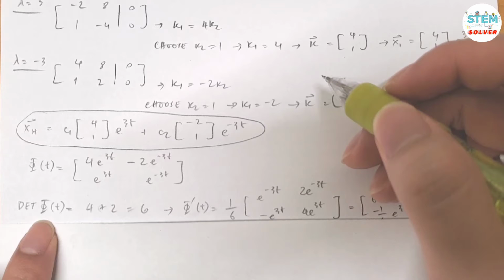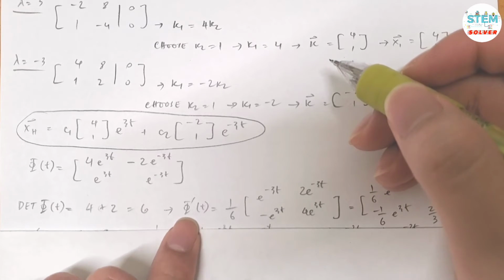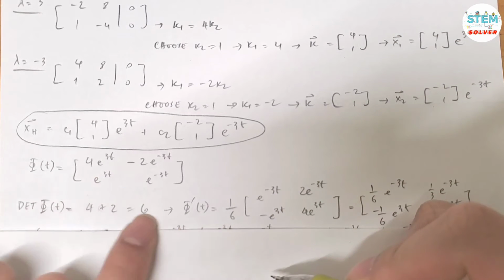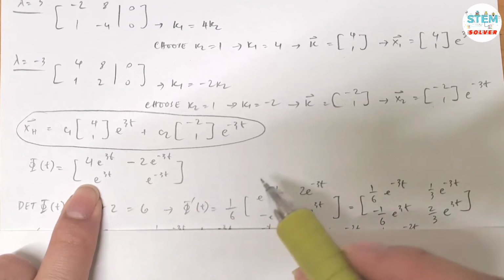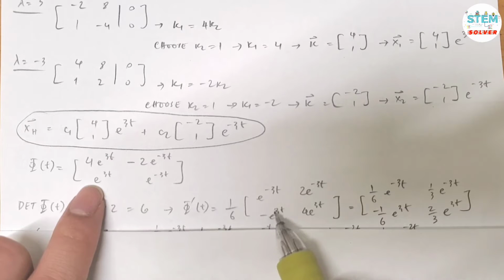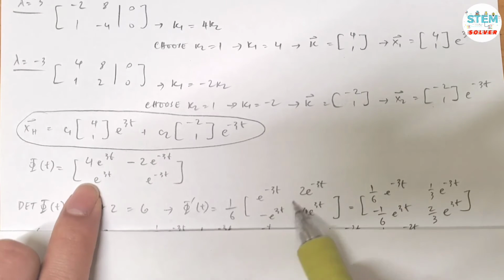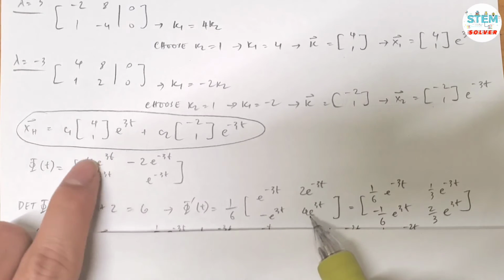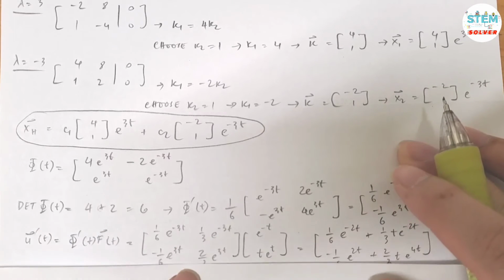And then you need to find the determinant of phi of t, which gives you 6, and then phi inverse is equal to 1 over the determinant times the cofactor matrix of this matrix, which is equal to this one. And how do I get this one? For the upward diagonal line, you multiply by -1. For the downward diagonal line, you switch the positions. Okay, multiply these together, it gives you this matrix.